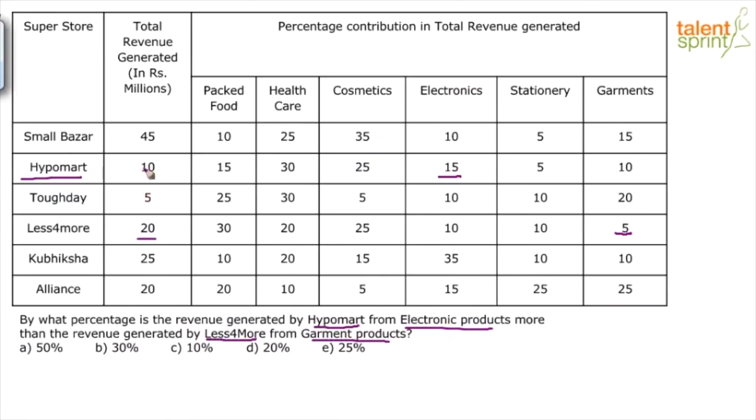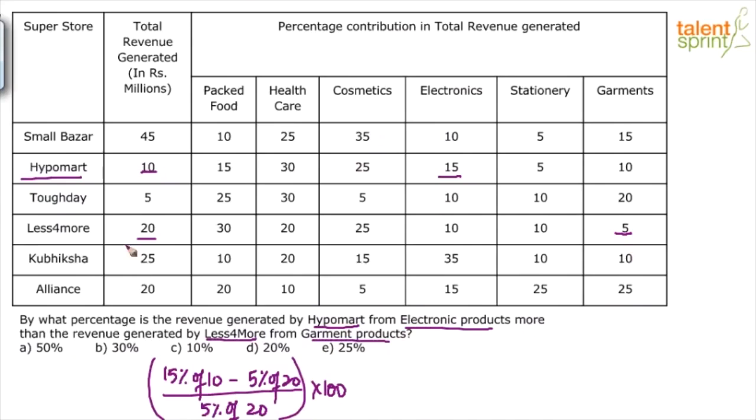So 15% of 10 is one value, minus Y. What is Y? 5% of 20, divided by Y. Again, do not do independent calculation. 15% of 10 is very simple, 1.5, and 5% of 20 is also very simple, it is 1. But do not do that. Don't do that calculation and then substitute in the formula.